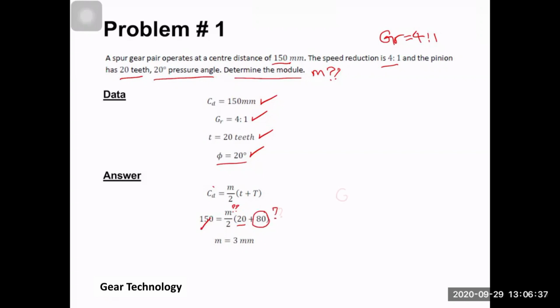How did you find this one? So the gear ratio is equal to capital D divided by small d, and it is equal to 4. So capital D divided by 20 is equal to 4, and then capital D is equal to 20 times 4, which is 80. So from here, we can find that the module is equal to 3 millimeter, okay?